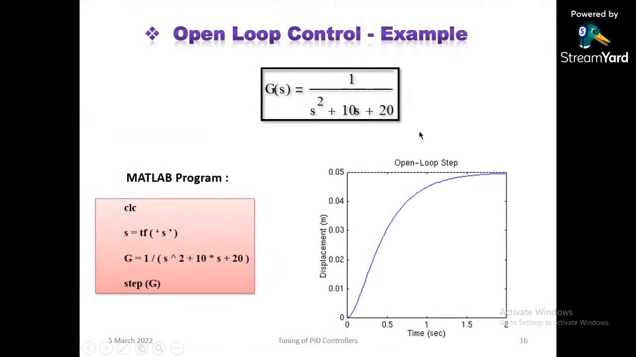Now you can see here, I'm assuming let my open loop transfer function be G of s, which is equal to 1 upon s square plus 10s plus 20. This is my open loop plant.